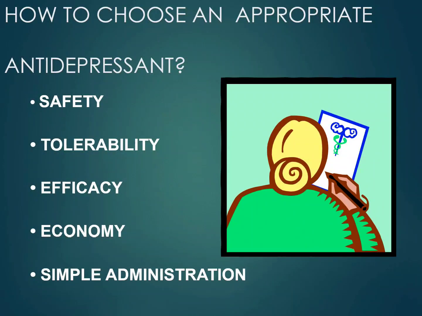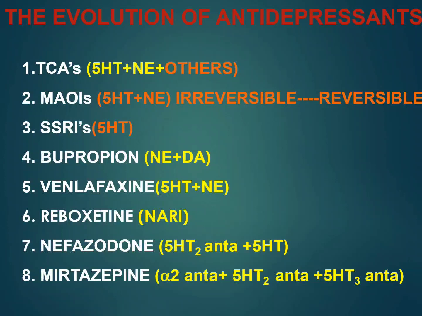One has to consider safety to choose an antidepressant: the tolerability, the efficacy, the economy of it, the price, and the simple administration, whether it is just a tablet once a day or 3 times a day. So, the simplicity of administration. And these are the various antidepressants that have evolved.